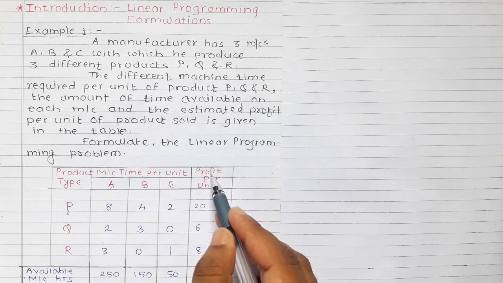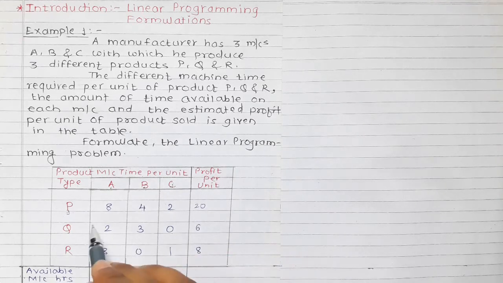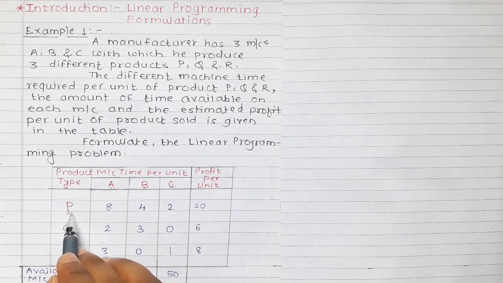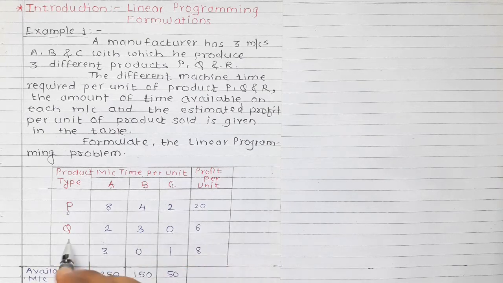Similarly, we have one column, that is profit per unit sold. That means if we sell 1 unit of product P, we can get a profit of rupees 20. If we sell 1 unit of product Q, we can get a profit of rupees 6. And if we sell 1 unit of product R, we can get a profit of rupees 8.